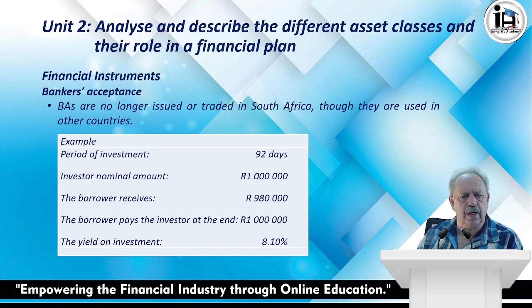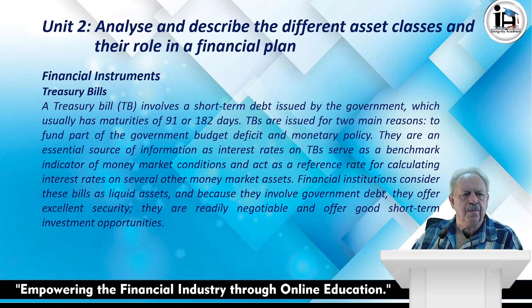Let's have a look at an example. Let's say your period of investment is 92 days. The initial nominal amount or face value is 1 million rand. The borrower then receives 980,000. The borrower then pays the investor the million at the end. The yield on the investment in this scenario would then be 8.10%.